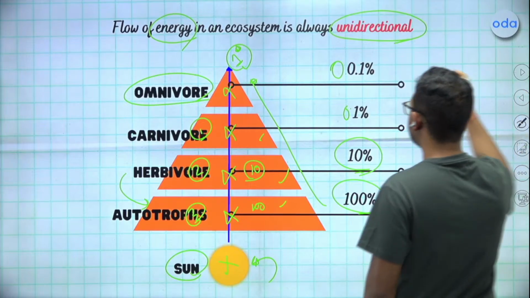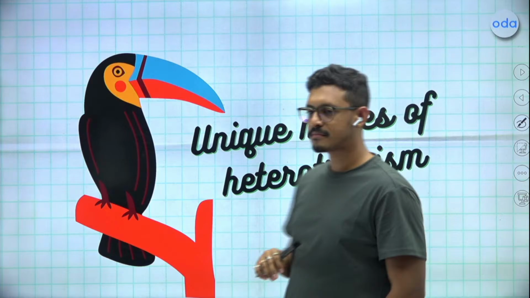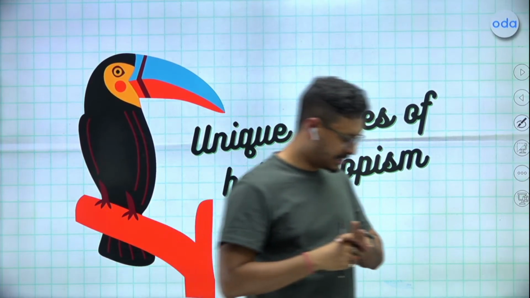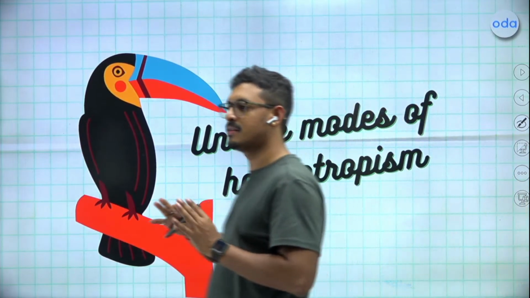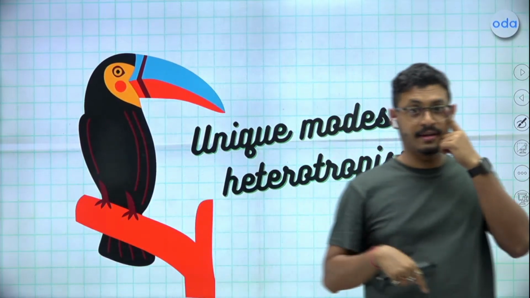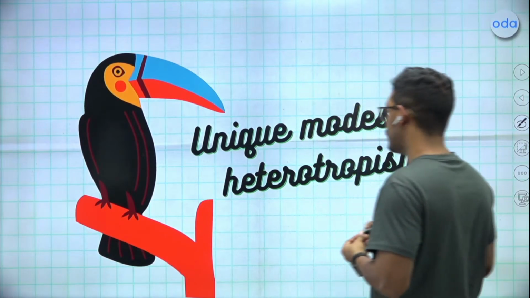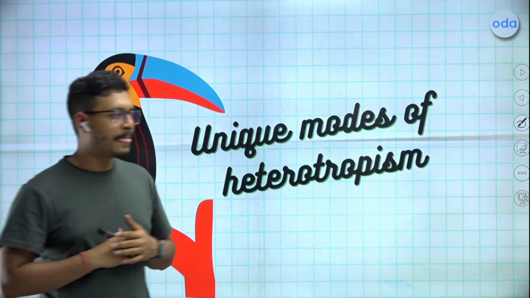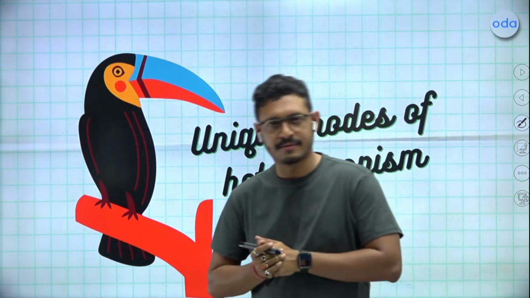So understand this thing, that the flow of energy in terms of our heterotrophs and their relationship with food follows a specific rule of thumb, which is unidirectional. The energy will never come down again. It will keep on going up, whoever is consuming the food. Now, the one that we just discussed about heterotrophism, those are the basic types of heterotrophism that we discussed.